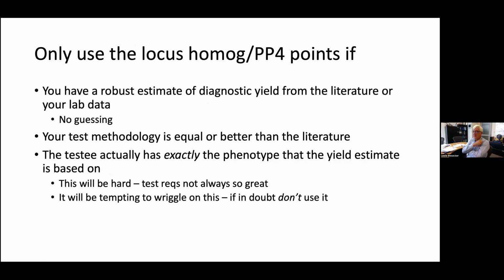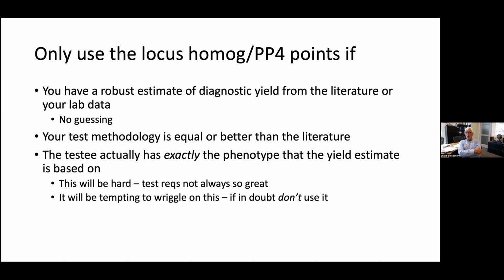Okay, so the bottom line is you only use the locus homogeneity PP4 points approach, that upper branch of the general algorithm that I showed you, when you have a robust estimate of the diagnostic yield from the literature or your lab data. Don't guess at these, don't ballpark this, don't say, oh, it's got to be at least 75%. You really should have a robust estimate to use that, because if you don't use the locus homogeneity PP4 points, you can still use segregation. So be careful. Don't make the mistake of overestimating that PP4. And I can tell you from some of our VSEP work, people tend to overestimate the application of PP4.